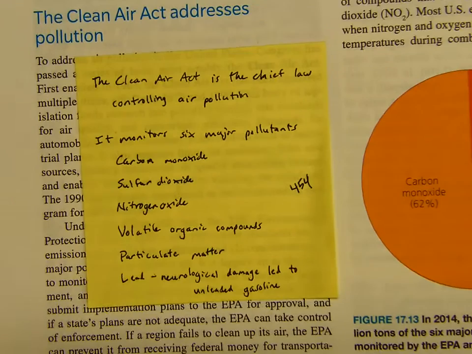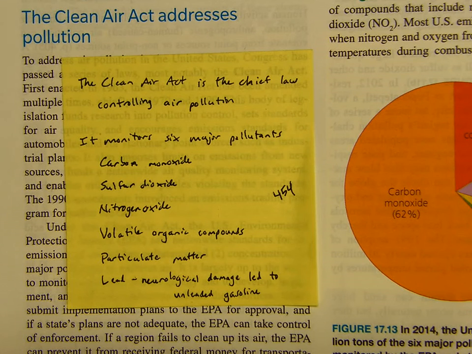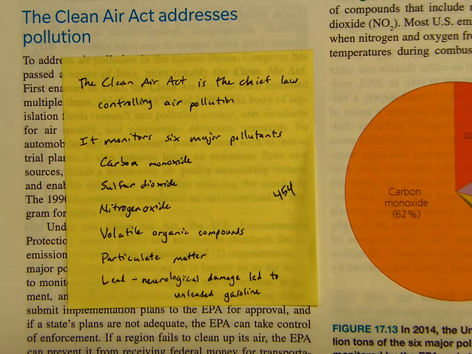Now, I talked about it briefly at the beginning of class today: the Clean Air Act. This was passed in 1970. The Clean Air Act is the chief law controlling air pollution. It monitors 6 of the major pollutants, and we're going to talk about each of them real quick. You can see there they are: carbon monoxide, sulfur dioxide, nitrogen oxide, volatile organic compounds, which has a huge list of them.